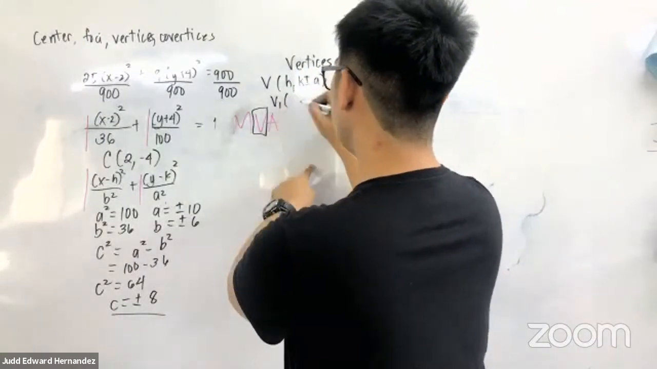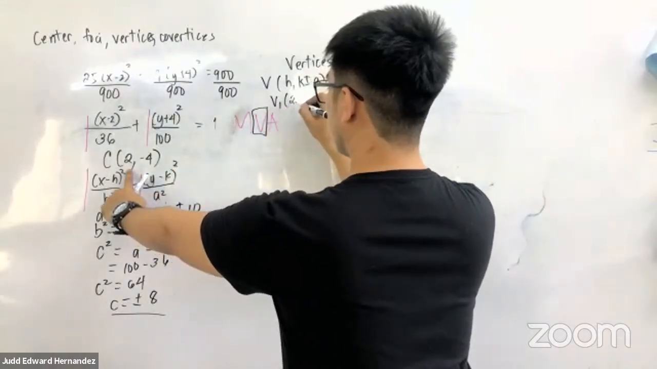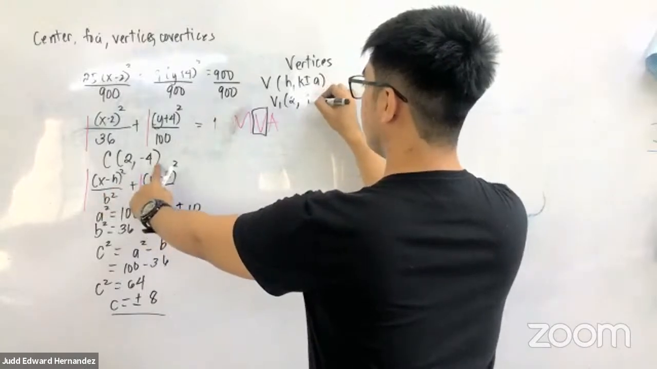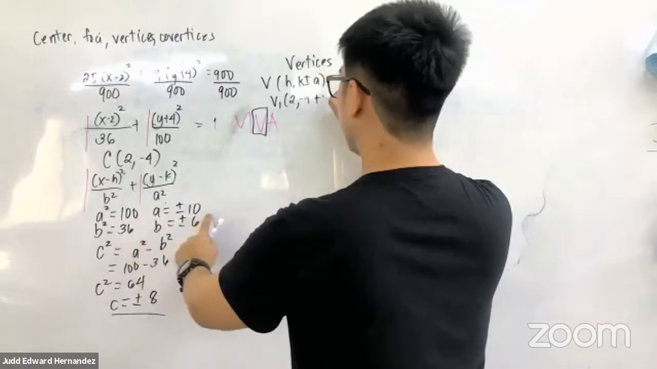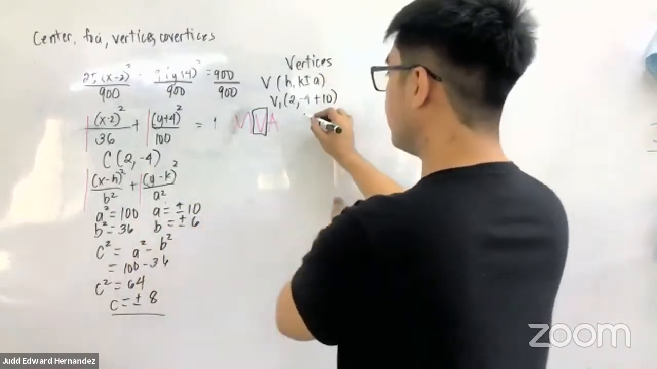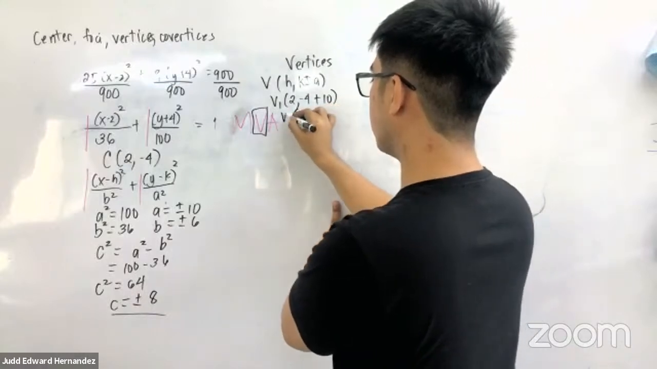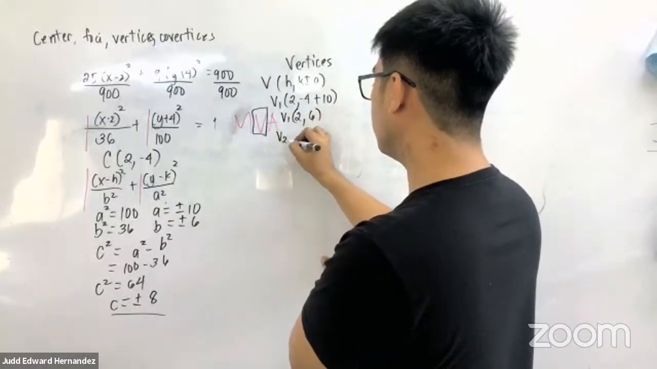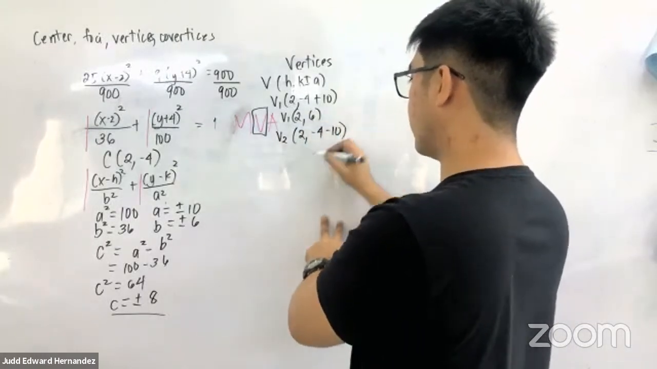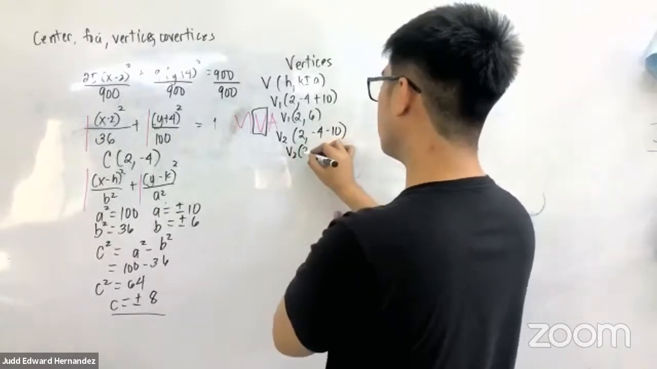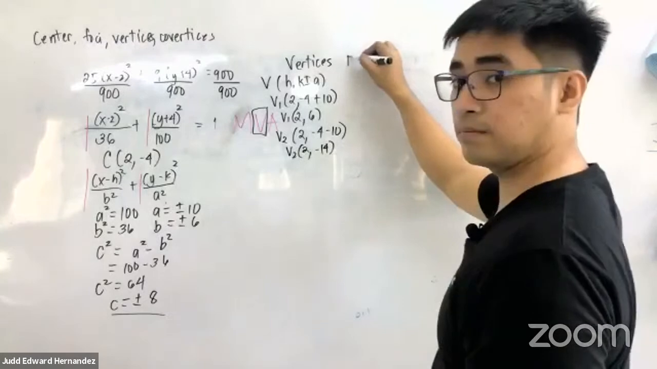And our V1 should be, what is our H? Our H is 2. Our K is -4. Plus, what is our A? Our A is 10. Therefore, our V1 is located at 2, 6. This is our V1. What is our V2? Our V2 is 2, -4 minus 10. Therefore, our V2 is located at 2, -14.